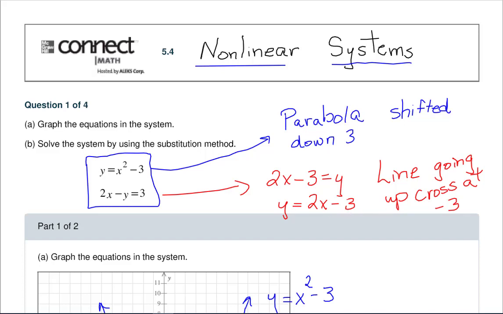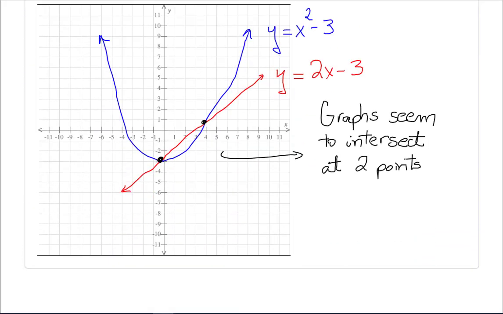And so if I make a rough sketch of that situation, here's our parabola, here's our line, and they do seem to be intersecting at 2 points. Now, it's just a rough sketch, so don't take anything too strongly from where. Now, they both do intersect at 0, minus 3. That's true because the parabola is shifted down by 3 and my line is crossing at minus 3.